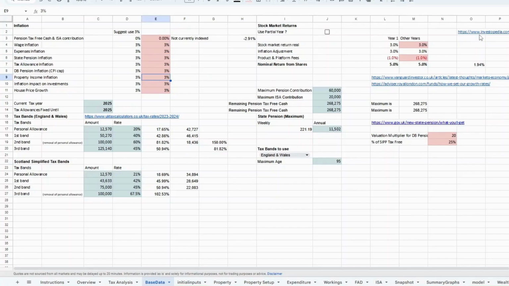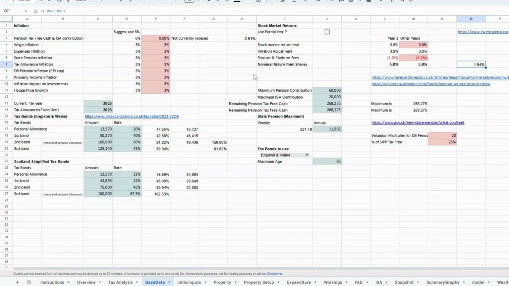And there's an article here about inflation adjusted returns, but basically the summary is if you're getting 5% return with inflation and inflation is 3%, then you divide one by the other and take one off. So you're actually multiplying the numbers through to get your 5%, and it's 1.94% if you take off inflation.